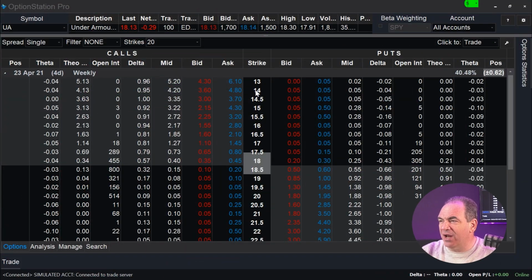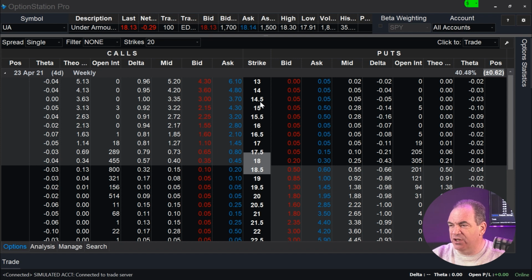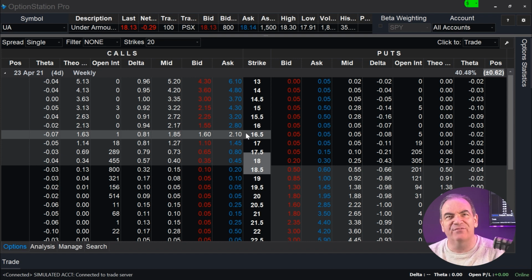If we look at Under Armour here, you can see the strike prices in the center section. If I look at the 16.5 strike on the call side and say, I am bullish, I want to buy the $16.5 call on Under Armour, I can do that, and I would spend $2.10 at the ask or $1.85 at the mid price. Okay? Well, now what? Well, I never checked open interest.